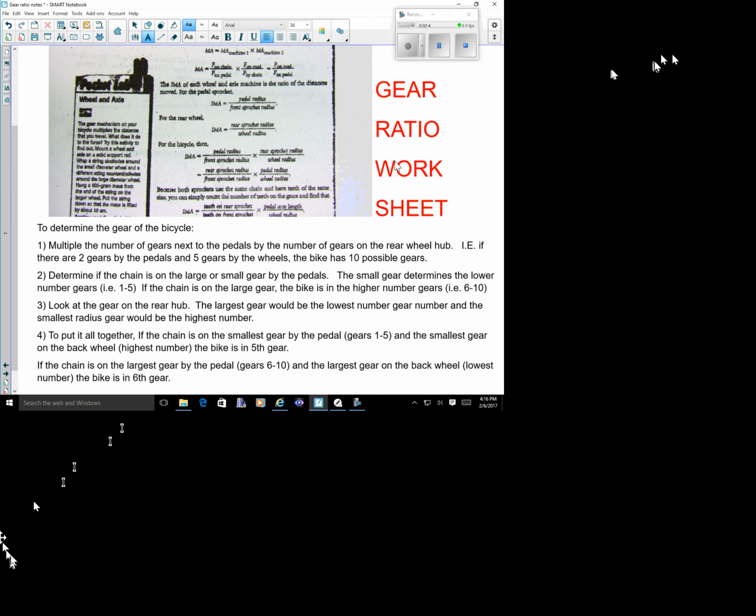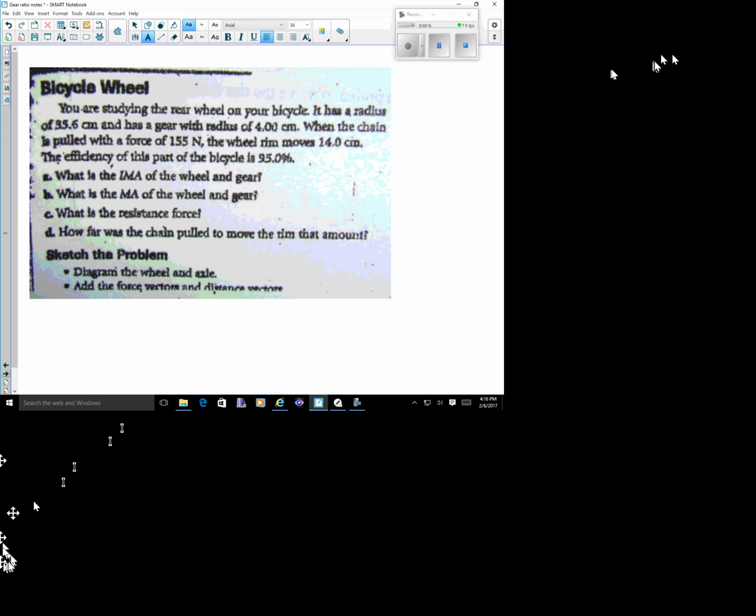And then in the rear wheel, the force is going to go in on the chain, but the force comes out on the back wheel. So we're going to constantly multiply all these things together to get the mechanical advantage. So let's do some problems here and I'll show you what I mean by that. I'm going to go to the next page.